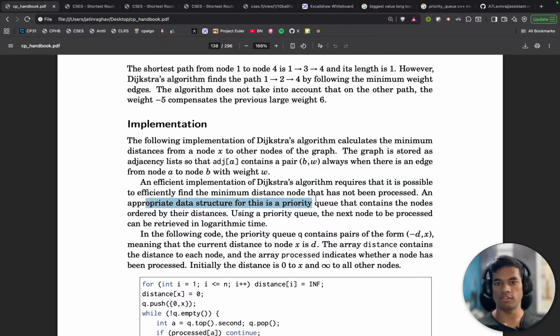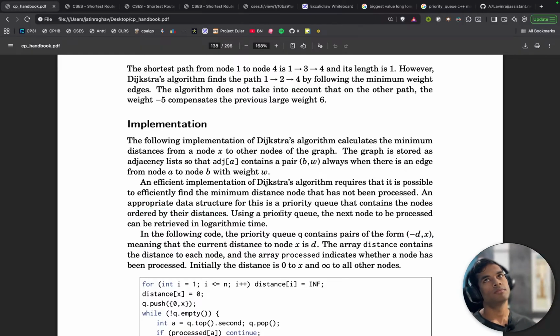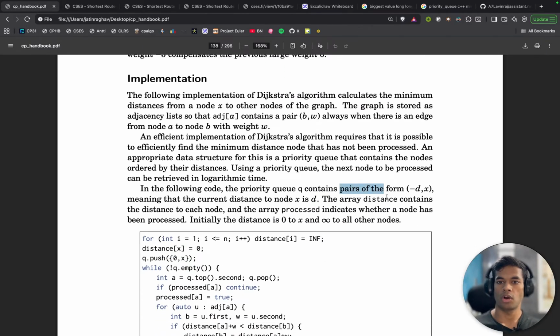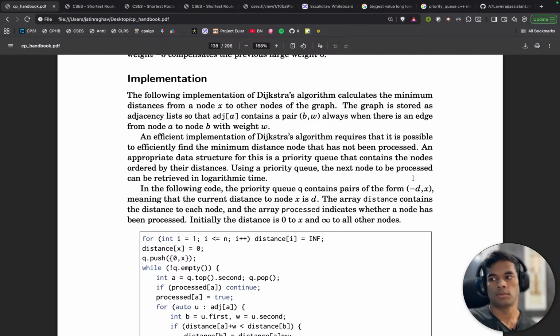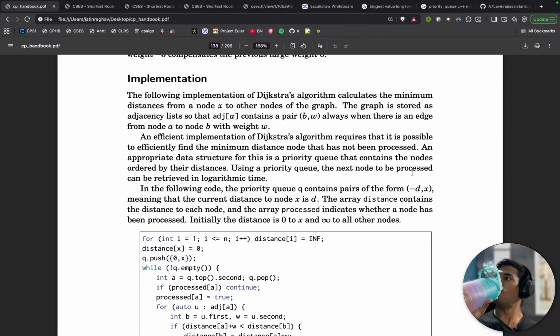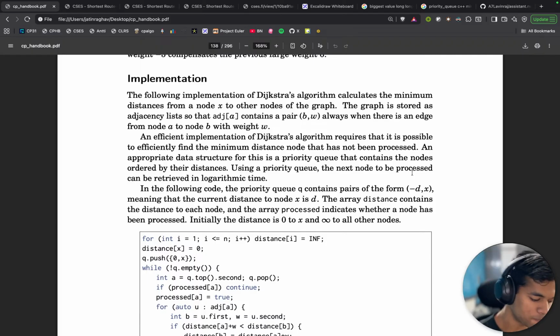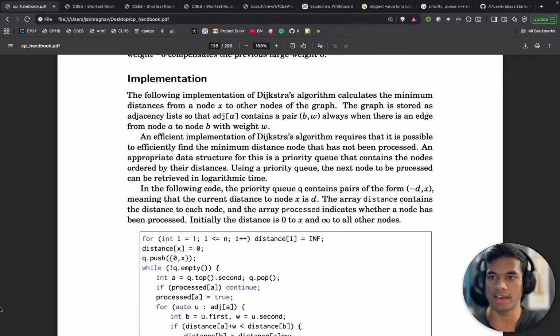An appropriate data structure for this is a priority queue that contains the nodes ordered by their distances. But how do we change the values inside a priority queue? Using a priority queue, the next node to be processed can be retrieved in logarithmic time. In the following code, the priority queue contains pairs of the form distance is negative and x. Okay, negative distance so that we can make do with a max heap, right?